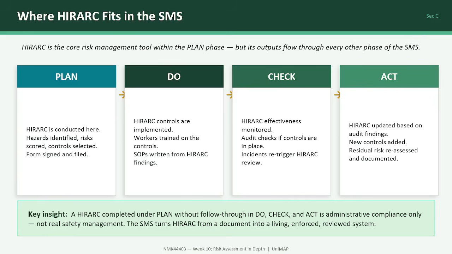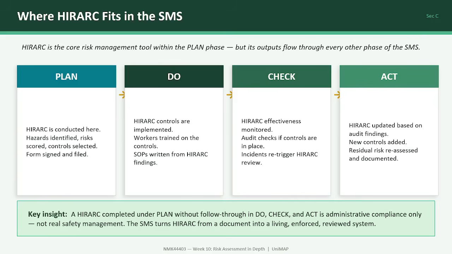In the DO phase, the controls selected in HIRARC are physically implemented. Workers are trained on those controls. SOPs are written that incorporate HIRARC findings. A HIRARC that recommends installing a fume hood is only as valuable as the fume hood that is actually installed, connected, and maintained. In the check phase, inspections verify that the controls recommended in HIRARC are in place and working.